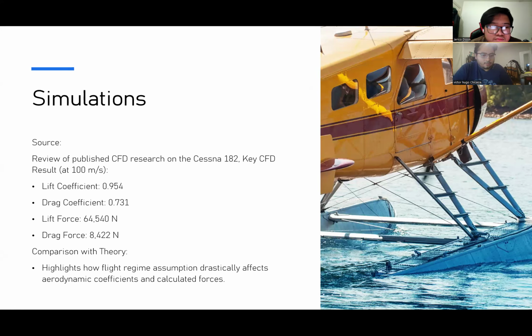Highlighting how the flight assumptions directly affect aerodynamic coefficients and calculated forces.